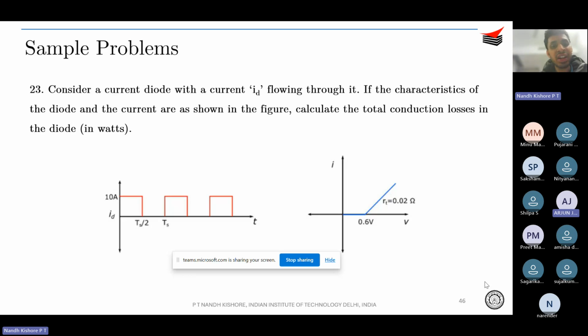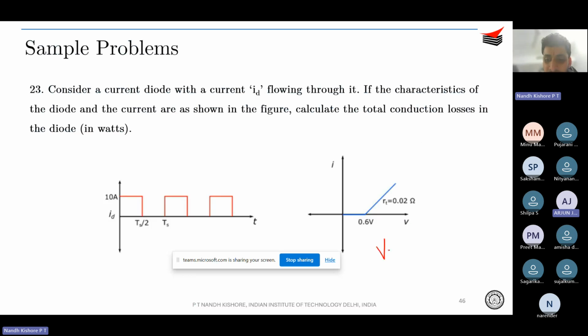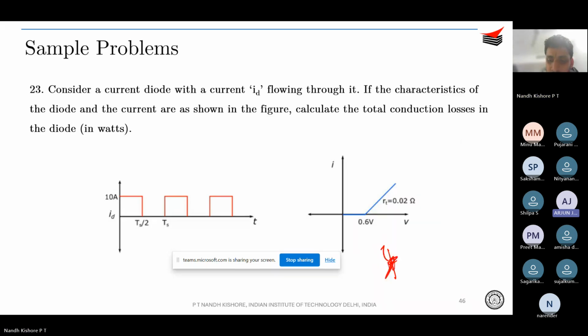Okay, so consider the diode with the current ID flowing through it. If the characteristics of the diode and current are as shown, calculate the total conduction losses in the diode. From this graph itself, you can understand that your VF, or I should call it VD, the cut-in voltage, is 0.6 volt and your RD is 0.02 ohms. Simple, right?